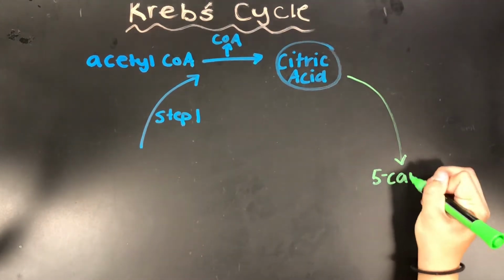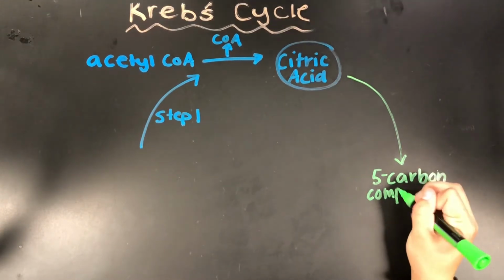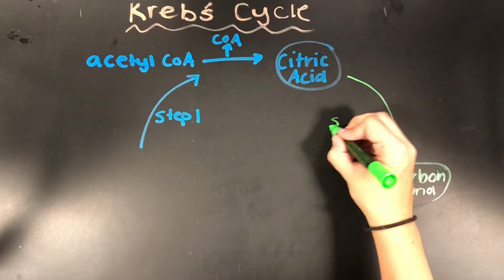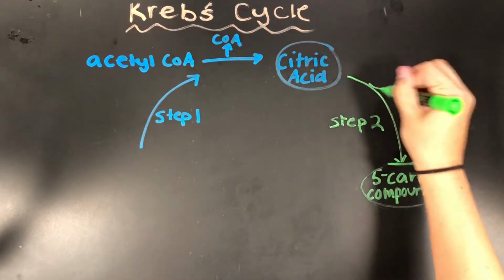After pyruvate oxidation, acetyl-CoA starts the cycle of the Krebs cycle. After the whole thing is completed, 2 CO2 are produced, 3 NADHs, 1 FADH2, and 1 ATP.